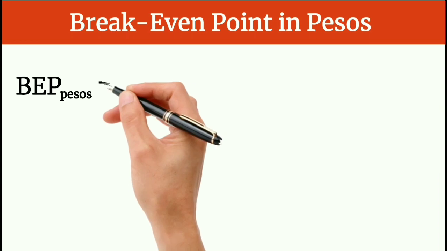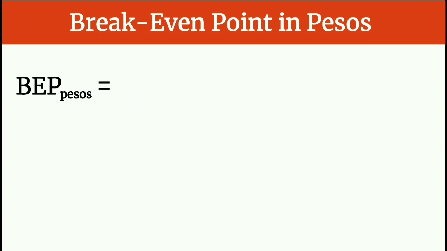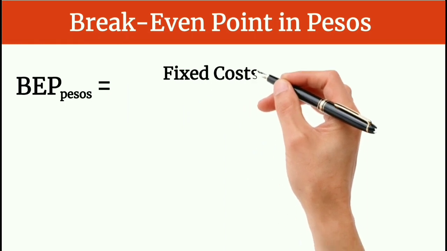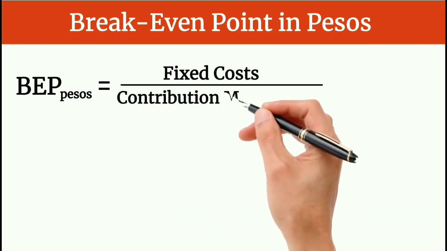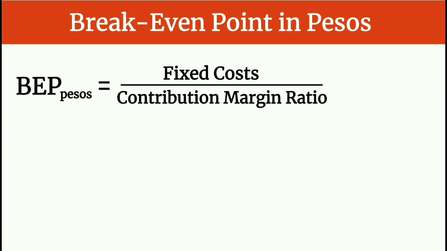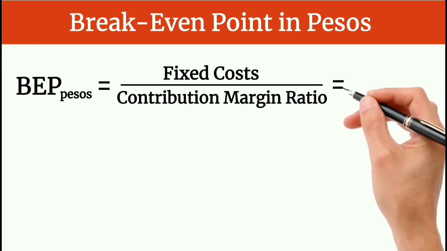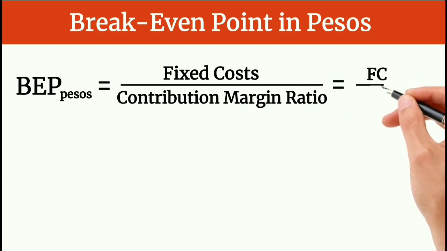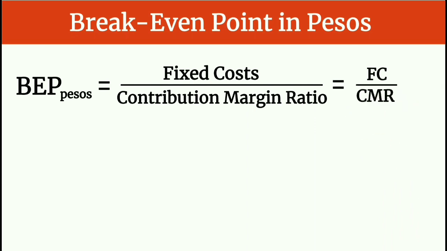Ang formula para makompute yung break-even point in pesos ay fixed costs divided by contribution margin ratio. Para mas madali, FC divided by CMR. Usually, given naman yung fixed cost sa problem, ang problema, paano i-compute yung CMR or contribution margin ratio. There are many ways to compute the CMR or contribution margin ratio.